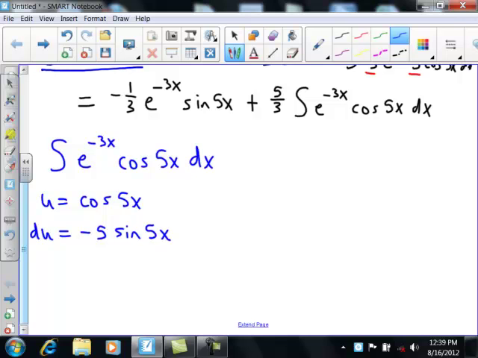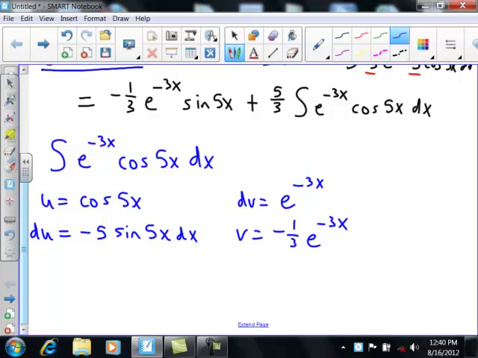The derivative of cosine 5x is negative sine 5x, and I got the 5 in there. So that becomes negative 5 sine 5x. And for me, dv is going to be e to the negative 3x. Don't forget your dx. And dv is e to the negative 3x, so v, just like it was a minute ago, is going to be negative 1/3 e to the negative 3x. All right, so I have all the pieces that I need to do my integration by parts again.